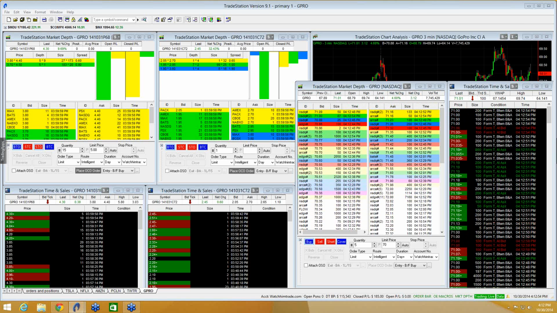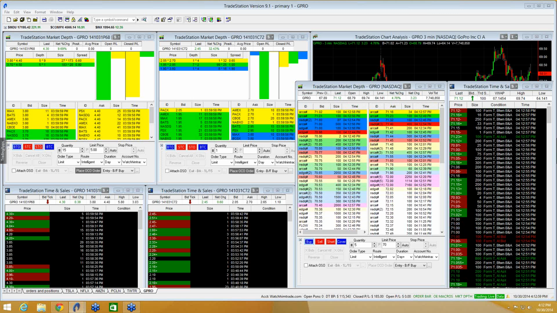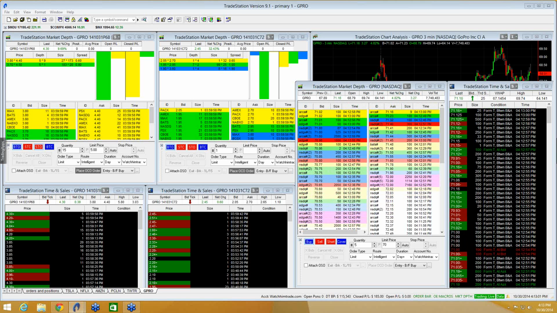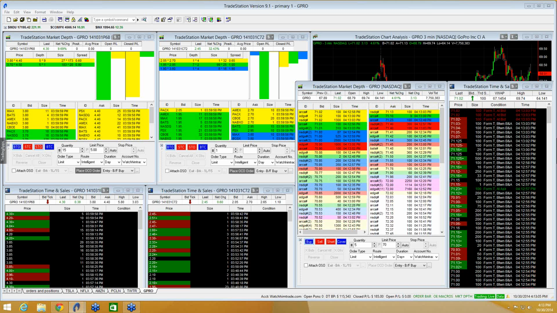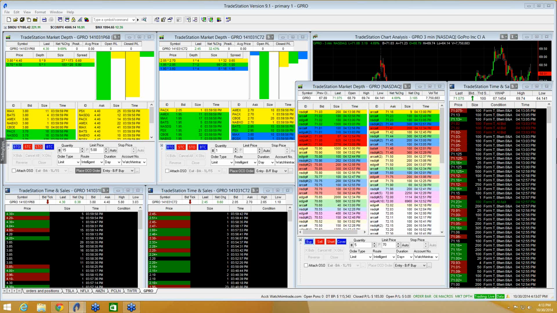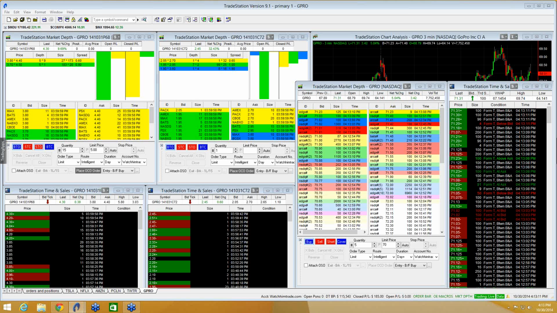So overall on GoPro, the setup to me is simple. If you hold 70 bucks, I expect this thing to go higher between now and the rest of this after hour session, but also come tomorrow morning. Looks like if this holds, we'll be gapping up 5-6% possibly.